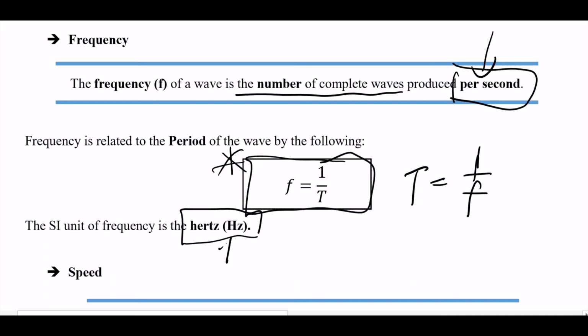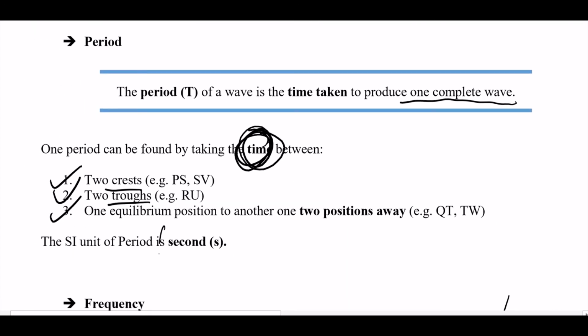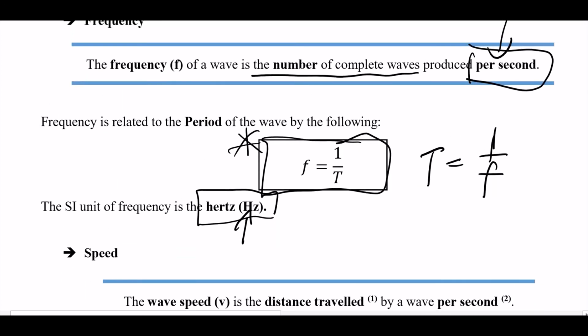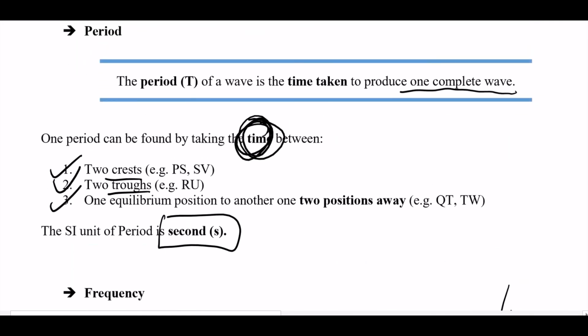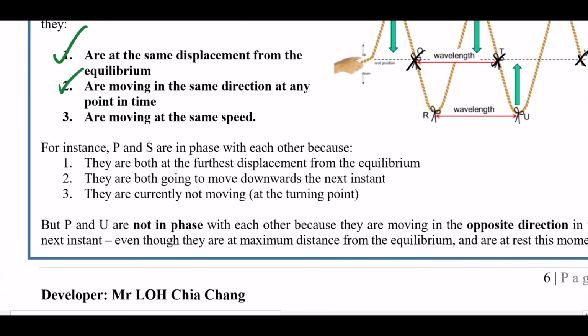Capital H, small z. But period, because it's a time unit, the SI unit is a second, right? The SI unit for time. So you have period, you have frequency. Okay, so why are we learning all this? Let's relate a little bit.